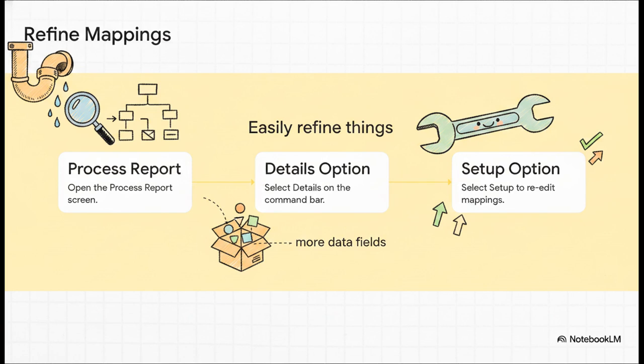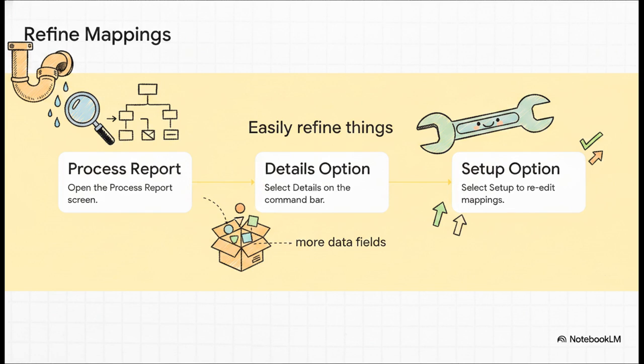Okay, but what if you realize your plumbing has a slight leak? Like, what if your team starts analyzing the process and goes, wait, we need to correct a mapping? Or maybe you suddenly want to include some extra data fields that you completely ignored earlier. Seriously? Don't panic. You aren't locked in forever. You can easily refine this stuff.